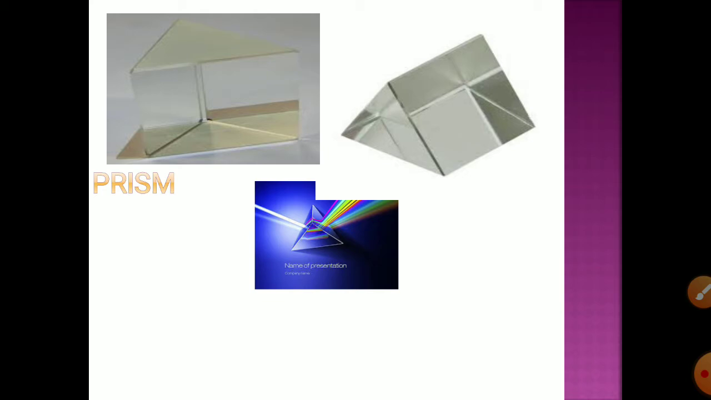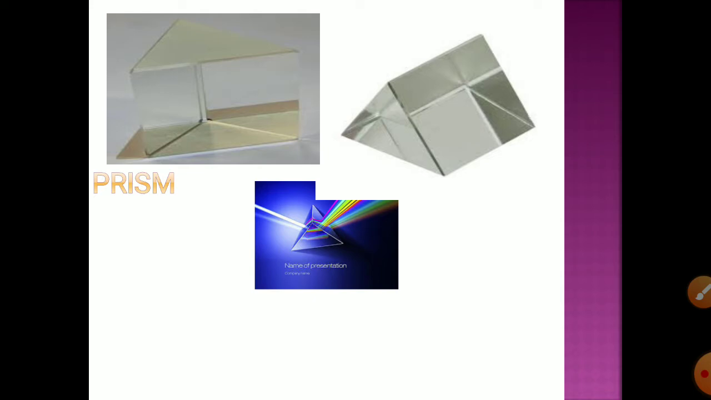It has two triangular faces on the top and the bottom, which you can see, and three rectangular faces. Three rectangular faces and two triangular faces. Altogether, it has five faces.